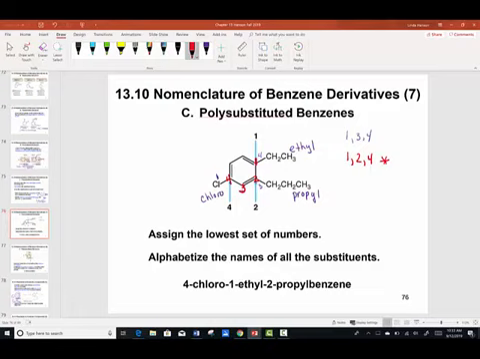And then we alphabetize. Chloro comes first at position 4. The ethyl comes next in the alphabet at position 1. And then finally position 2 with its propyl. That's 4-chloro-1-ethyl-2-propylbenzene. And notice with 3 substituents, the ortho, meta, para do not work. They only work with 2 substituents.